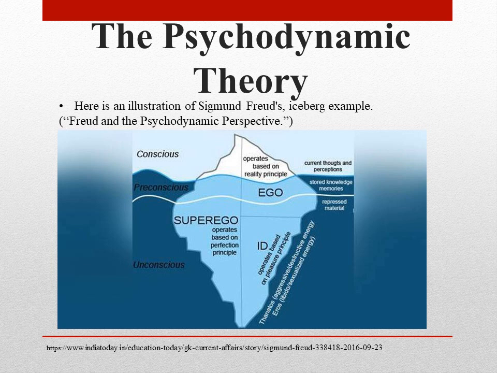For example, ego is based on reality principles, it's current thoughts and perceptions, stored knowledge slash memories, and it is also repressed material. For the superego, it operates based on the perfection principle, and it is said to be more of the unconscious, while the ego is more of the conscious part. The id operates based on the pleasure principle, which is also in the unconscious.